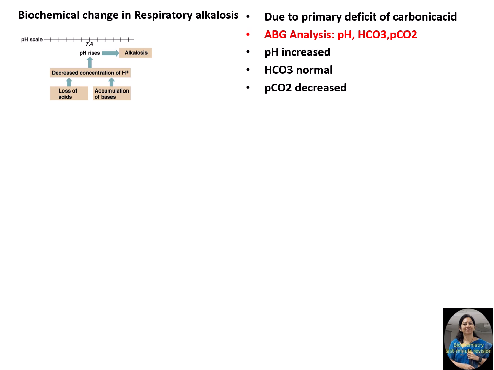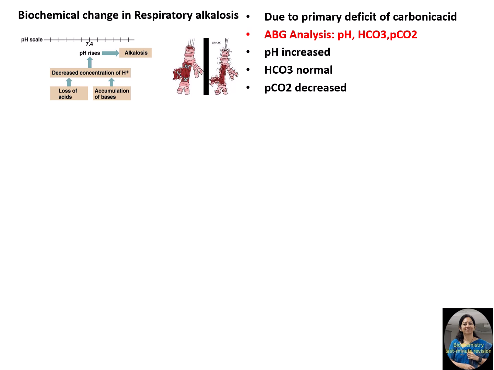So, respiratory alkalosis is characterized by primary deficiency of carbonic acid. Coming to the ABG analysis part, let's consider the three components: pH, bicarbonate and partial pressure of carbon dioxide. Because it is alkalosis, pH is increased. Here bicarbonate is the metabolic component, so it is normal, and partial pressure of carbon dioxide is decreased in respiratory alkalosis.